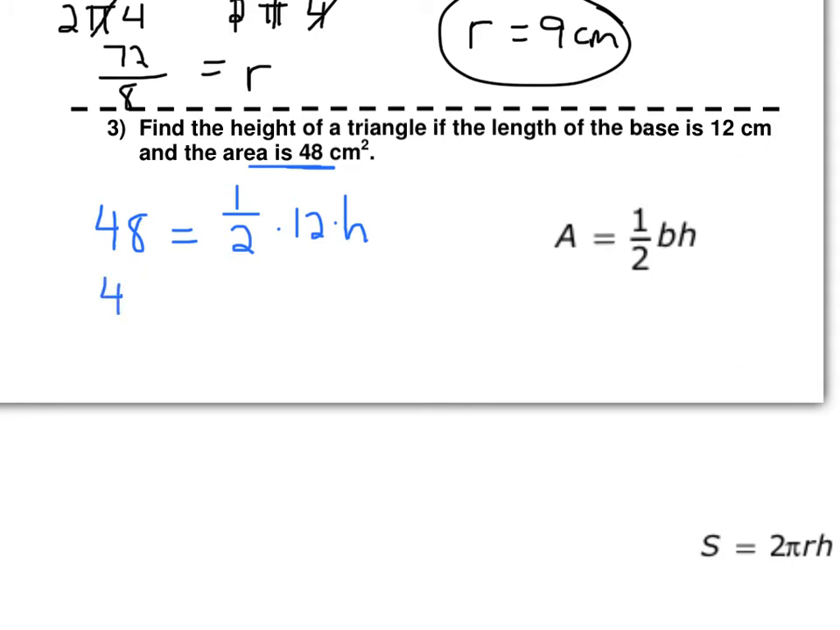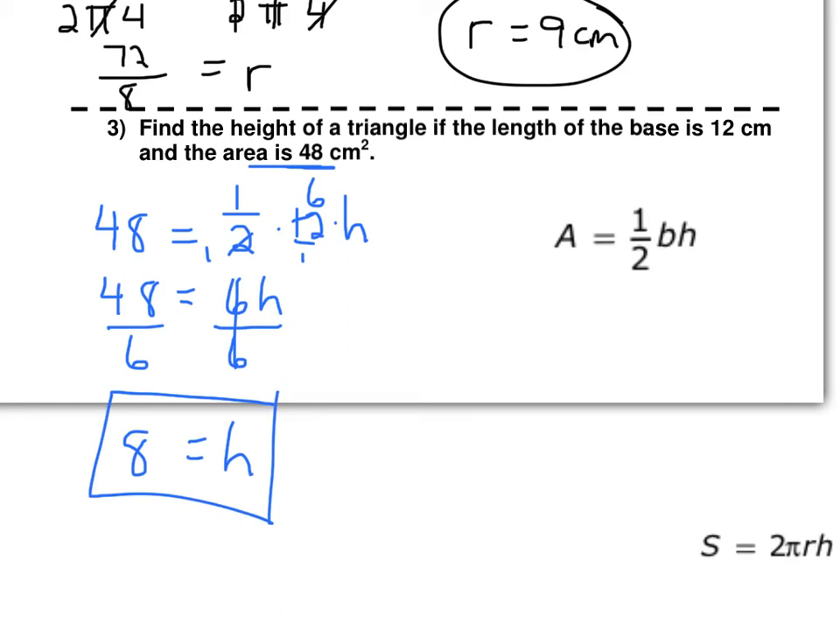So if I have 48, then I can do 1/2 times 12, which is 12 over 1, and that would cancel, so I'd get 6h. Now I'm solving for h, the height, so all I have to do is divide by 6. So 48 divided by 6 is 8. The 6 cancels. So the height of the triangle is 8, working backwards.